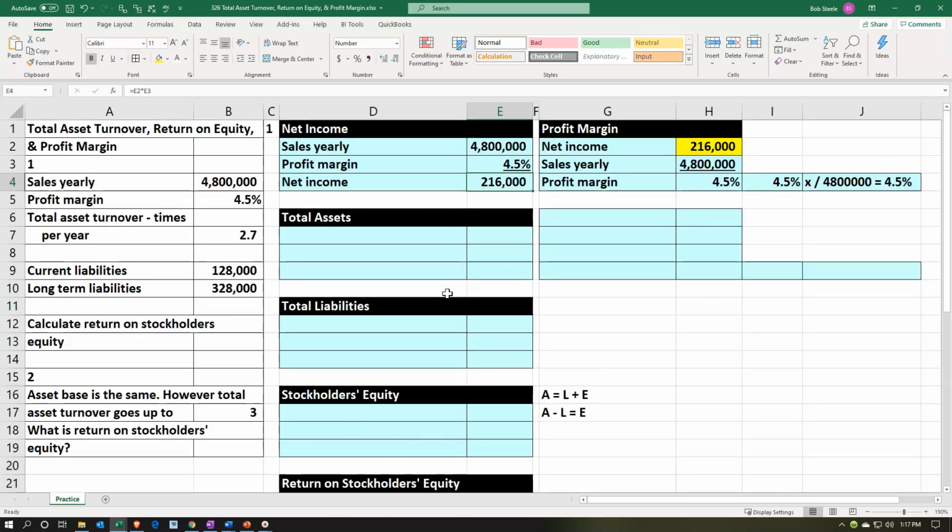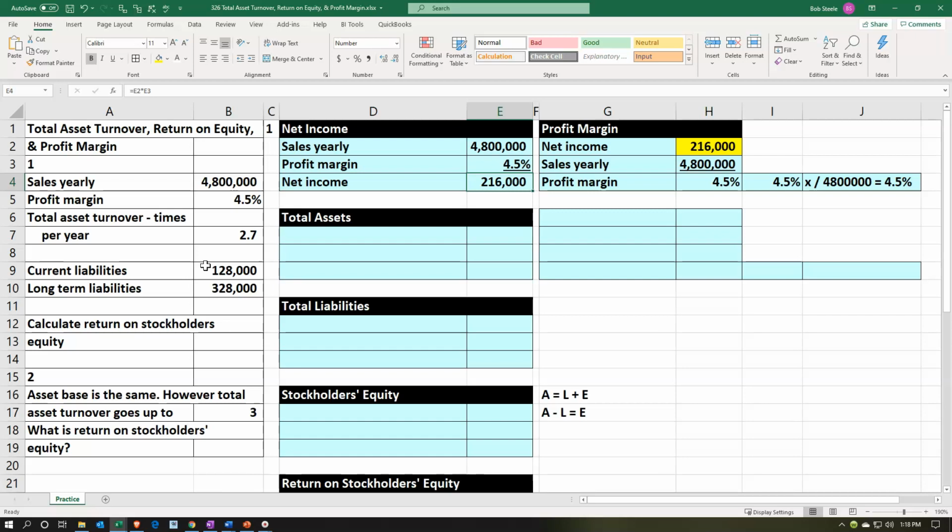Now the stockholders' equity is going to be the other component that we're going to need. So we could figure, we've got the total asset turnover. That might help us to figure out the total assets. And then they gave us basically the total liabilities.